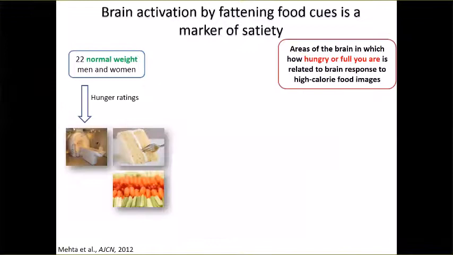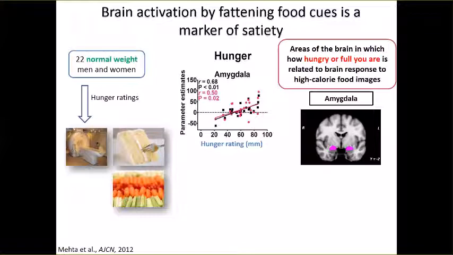So the next thing we wanted to understand is, does this change during the process of satiety? And so we enrolled normal weight men and women who rated their hunger, underwent the fMRI, and then compared specifically their responses to those high-calorie foods to the low-calorie foods. And what we see is that there are areas of the brain in which how hungry or full you are is directly related to the degree of activation by these specifically high-calorie foods.